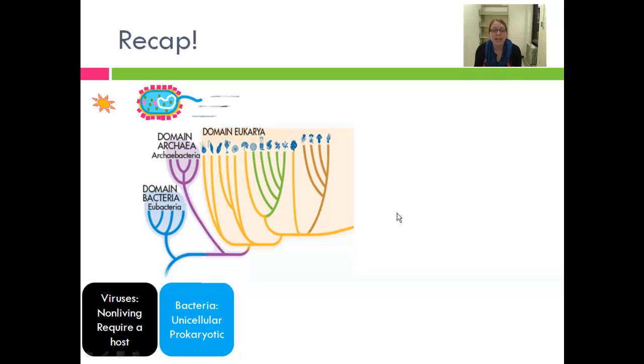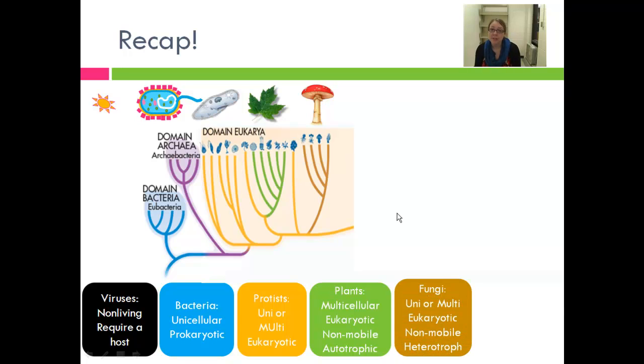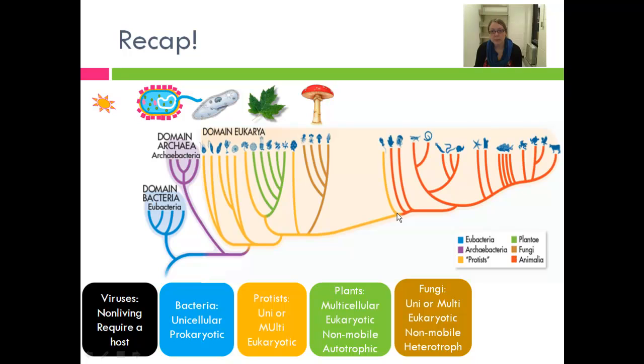So let's recap those first 3 groups. The first one we looked at in yellow were the protists. The second group that we looked at were the green plants. And the third group that we looked at were the fungi. So make sure you're filling these in on your accompanying note sheet. So take a moment if you have to and pause the video. But we're going to move ahead.